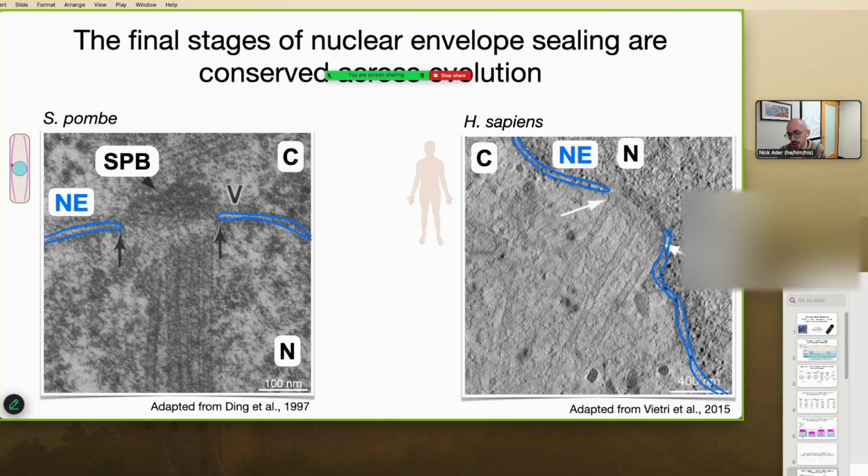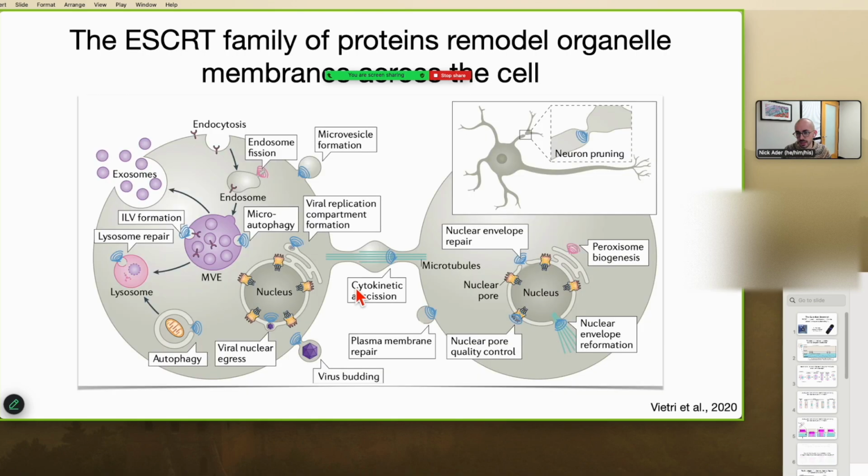In looking at what could be driving sealing of membranes here, the obvious candidate, based on their conserved role in nuclear envelope sealing and on work from us and others, probably many who are here, looking at nuclear envelope remodeling, was the ESCRT family of proteins. And this is just a non-exhaustive, albeit laundry list of functions in the cell that the ESCRTs are involved in.